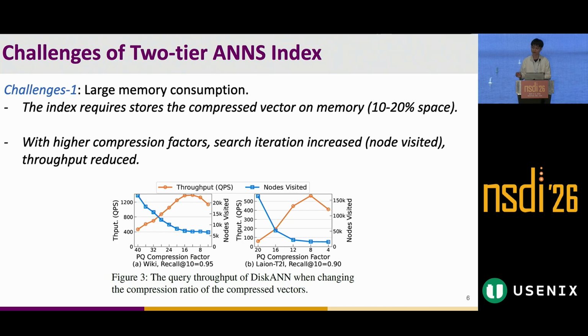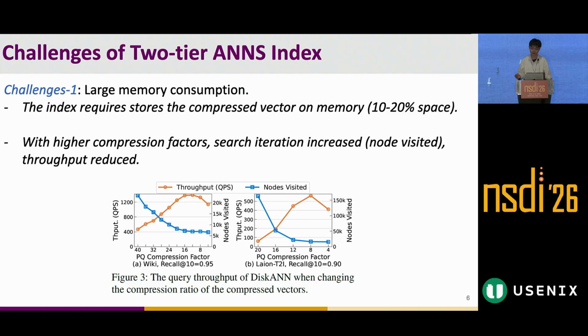Higher PQ compression factors mean we can use less memory to store the compressed vectors, but the compressed vectors become less accurate. The y-axis is the throughput and the number of node visits during the graph traverse. We can find that with increased PQ compression factor, the throughput first increases and then decreases. The decrease is because if we reduce the accuracy of the compressed vectors, the approximate distance becomes inaccurate.